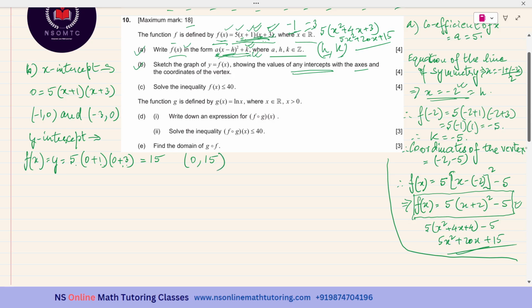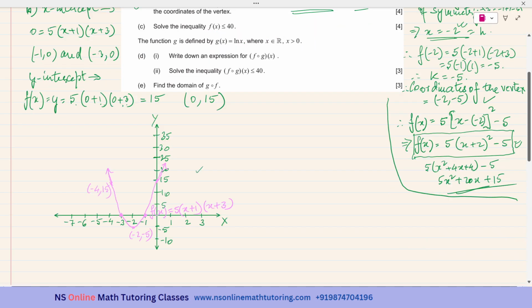Okay. So we have got the axis intercepts, we have got the coordinates of the vertex, so we can trace the graph. So this is the graph of f of x, or y equal to f of x.